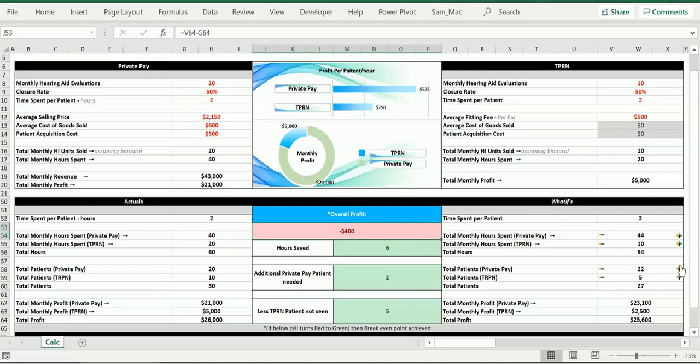Obviously we can't see half a patient, right? So it has to be a whole number. When you click on that, you can see that there is 650 profit, and just by seeing three additional private pay patients, you are saving 4 hours by not seeing five patients as well in the TPRN. So that is the difference: your saved hours, and you have extra profit. Strictly speaking, you need only 2.5 patients, and then you'll have 5 hours saving, and so on.